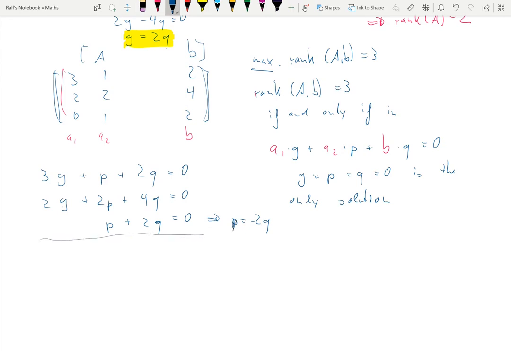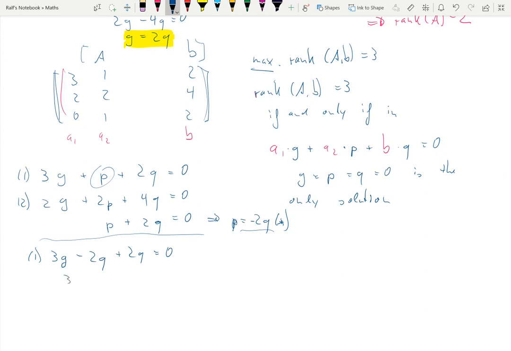Now it's actually exactly the same. No, it's not the same, of course, because that 2 was a different value. So P is equal to negative 2Q. But we'll go through the same sort of structure. We replace P in equation 1. So we get 3G minus 2Q. So I've replaced that P with negative 2Q plus 2Q is equal to 0.